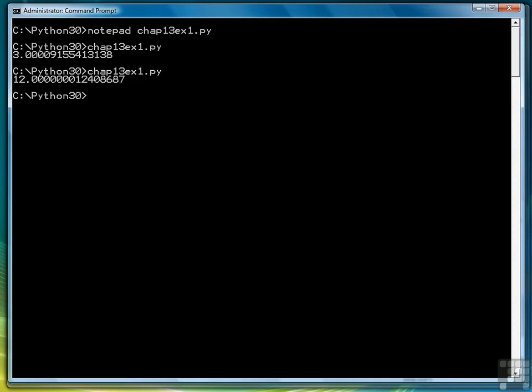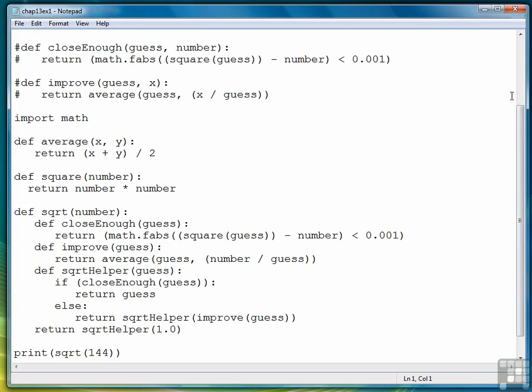So there we see that by nesting functions, we get a more efficient and more maintainable definition of how to determine the square root of a number using Newton's method. The functions that aren't general enough to be used in other instances, probably close enough, improve, and square root helper, get defined within square root so that someone looking at the program doesn't have to look far to figure out what these functions do.